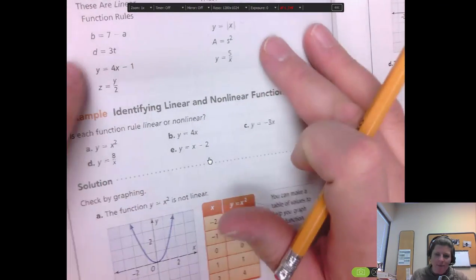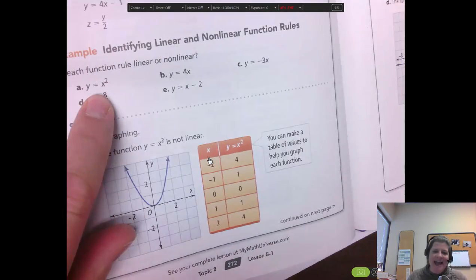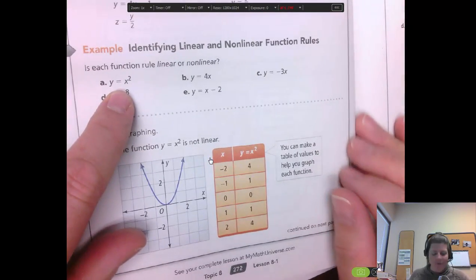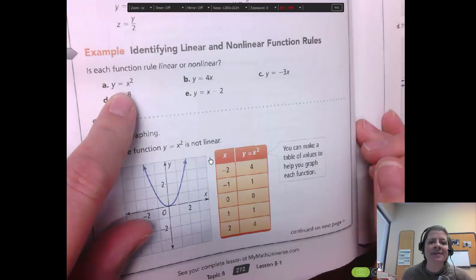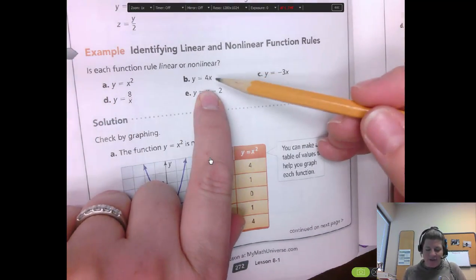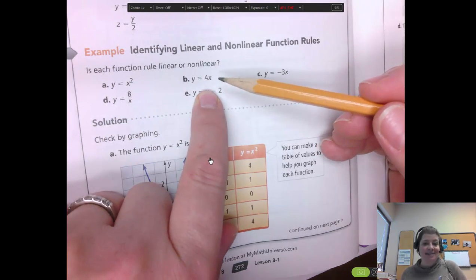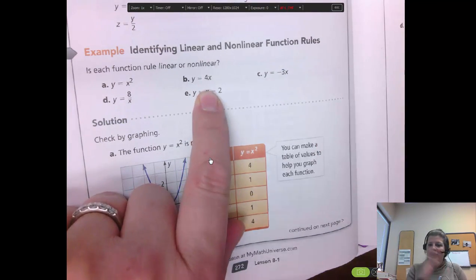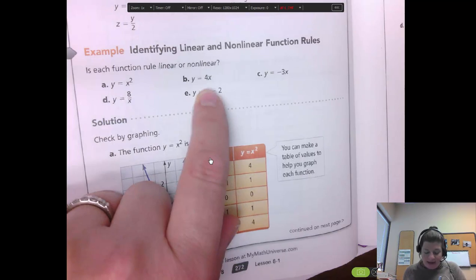Okay, so let's look at these. Based off of what we just said, is A a linear function? Well, we already graphed this one. No, it has a square. B, is that a linear function? Yes, it just has an x and a y, or a b. I don't care what the letters are. And it's just a 4 being times.